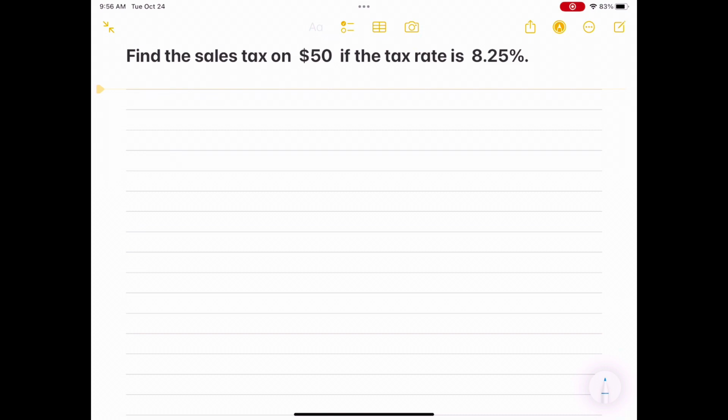Find the sales tax on $50 if the tax rate is 8.25%. We can reword this problem as what is 8.25% of $50. We rewrite that as a number sentence. What is, we will call y, equals 8.25% of, it means times, 50.